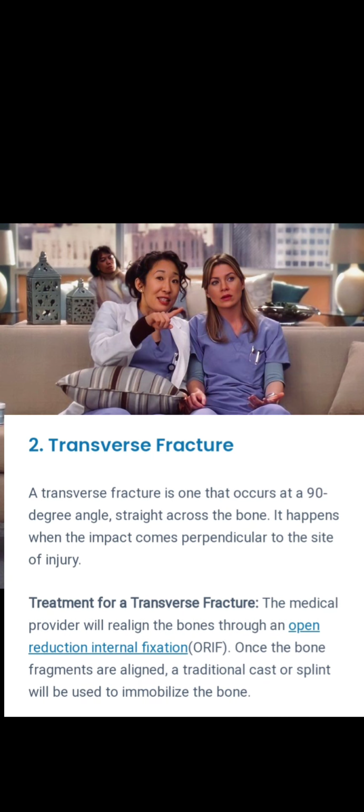The bone is broken all of the way through and the broken ends of the bone are jammed into each other. These fractures are often seen in people who have jumped or fallen from a height, for example, off of a roof or ladder. For the treatment of this type, the medical provider will realign the bones through an open reduction internal fixation. Once the bone fragments are aligned, a traditional cast or splint will be used to immobilize the bone.